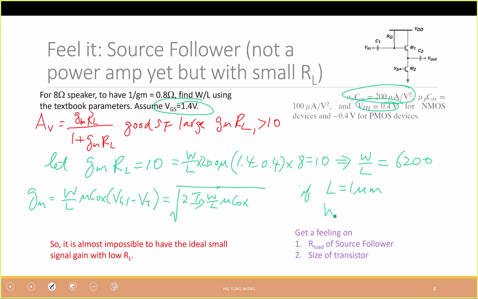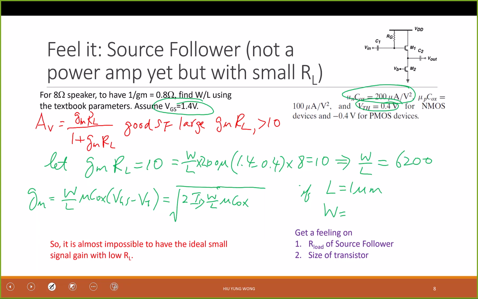Then what should be the W? What should be the W when L is 1 micron? Yeah. So what is that? It needs to be 6,200 microns. And what is this? 6.2 millimeters. So you're talking about needing a device that is 6.2 millimeters, that you can see, no need for a microscope, right? In power amplification, this is very common for high power handling, okay?